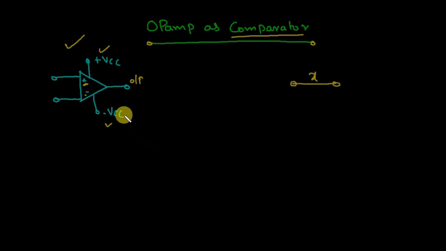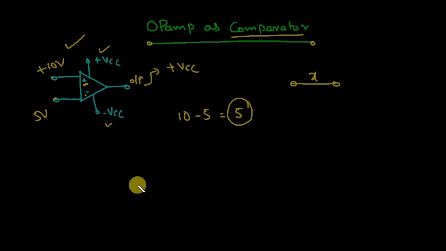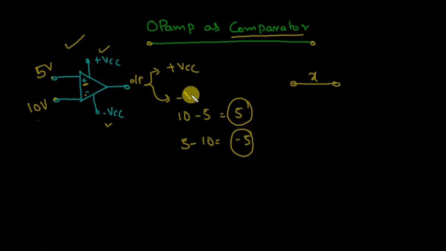Let's see. For example, if I apply 10 volts here, and if I apply 5 volts here, then the difference is positive, 10 minus 5, it is positive, right? If it is positive, then our output voltage will be plus VCC. If the difference is negative, for example if I apply 5 volts here and 10 volts here, then the result is minus 5. If the difference is minus 5, then the output we get is minus VCC.